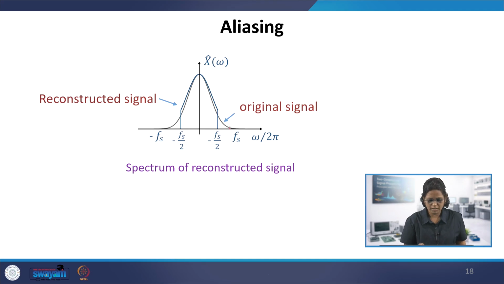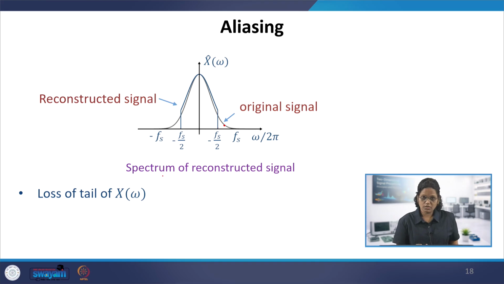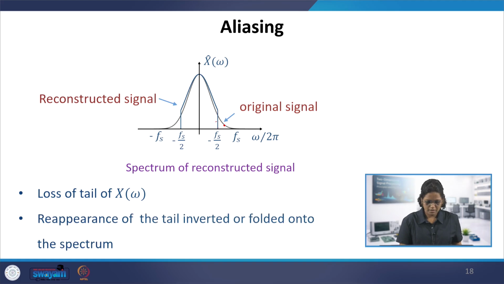Okay, so if you reconstruct it, this is the original signal, so you are losing some information in it. The reconstructed signal will have the spectrum this way because of the overlapping. You would lose the information here. The reconstructed signal spectrum is this. So what we get, if it is not band limited, is loss of the tail, that is this portion, and the high frequency component, the Fs component, would also be represented here. So it is inverted and folded here in the spectrum.